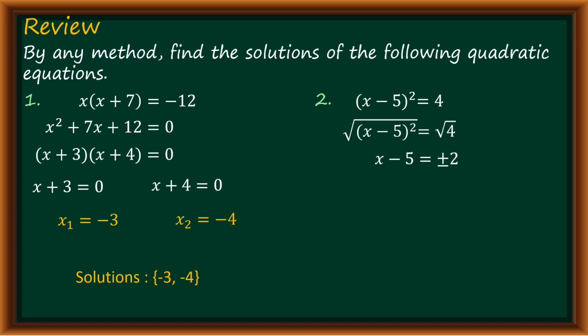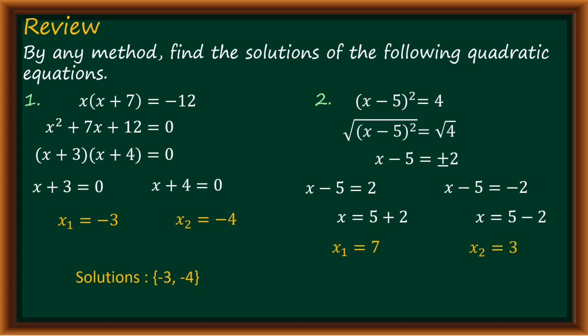To solve for the value of x, we have the first one, x minus 5 is equal to 2. By addition property of equality, it will become x equal to 5 plus 2. So our first x is equal to 7. For the second value, we have x minus 5 is equal to negative 2. By addition property of equality, it will become x equal to 5 minus 2. So our second x is equal to 3. Therefore, the solutions are 3 and 7.